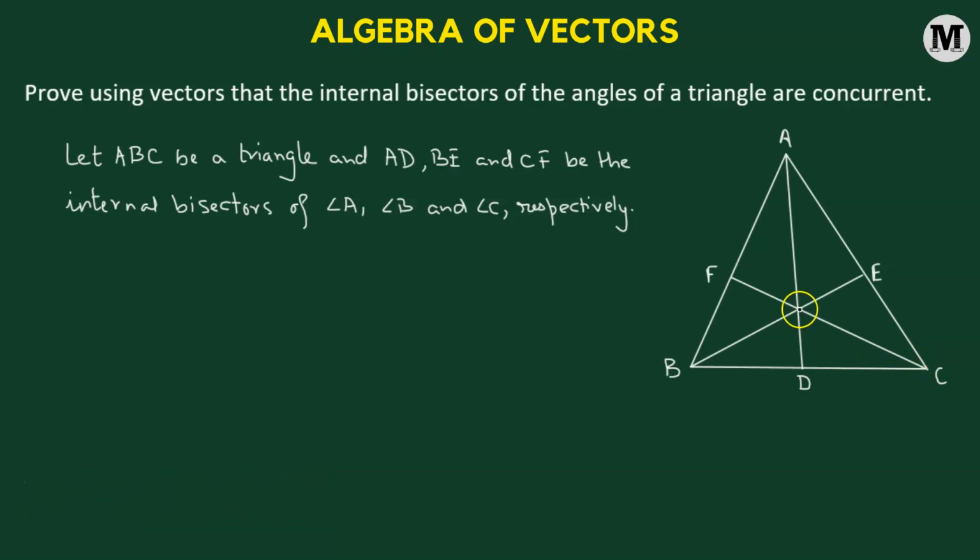Our goal will be to verify using vectors that these three internal bisectors, AD, BE and CF, all meet at the same point. Let's call this point I. That means these three lines are concurrent.